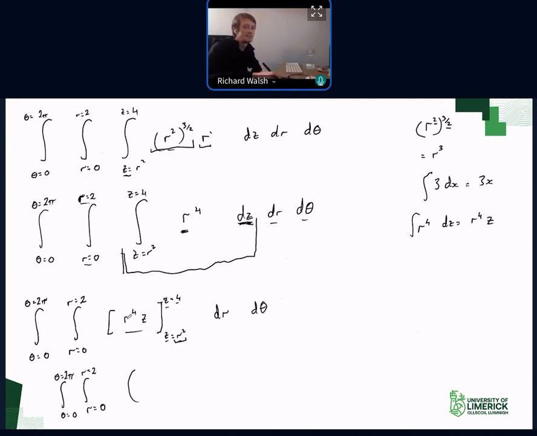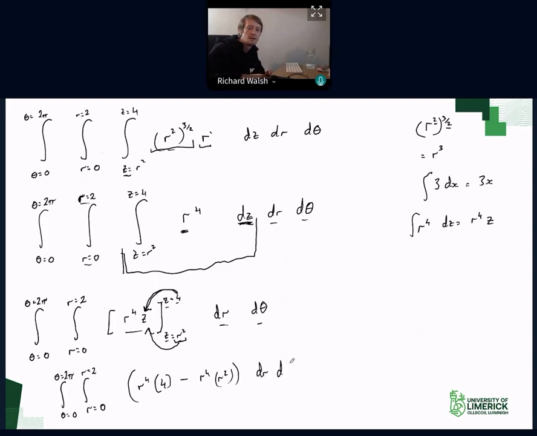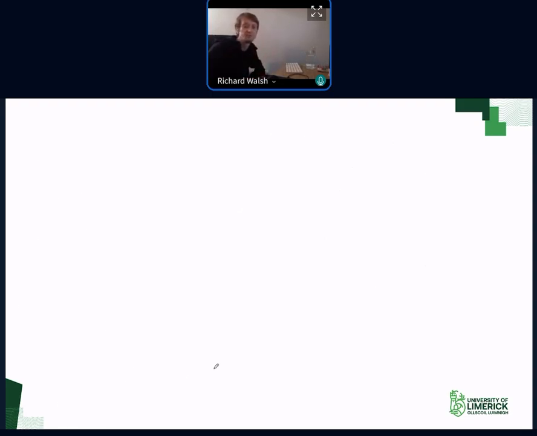Substituting in limits. I've done the integration, so I'm not writing another integration sign here. Substituting in limits, we sub in the upper limit, and again it's z, so it will go in for z, upper limit, minus substitute in the lower limit. So the lower limit goes in second. So we have r to the 4 times, substitute 4 in for z, r to the 4 times 4, minus r to the 4 times, now r squared is going in for z, r to the 4 times r squared. Still have the r d theta at the end. I will tidy up what's inside that bracket now.